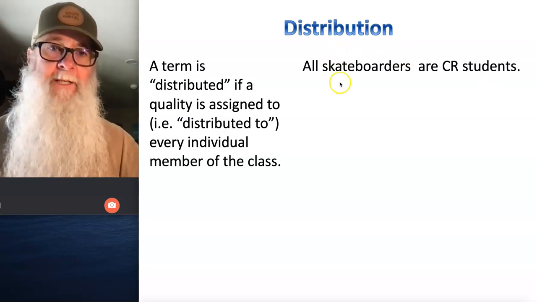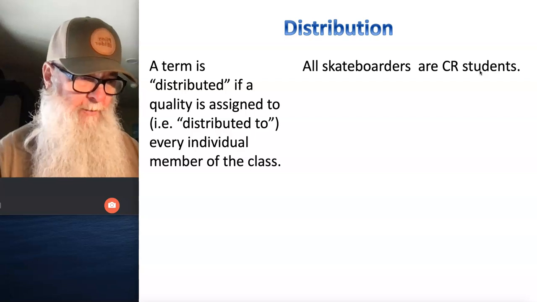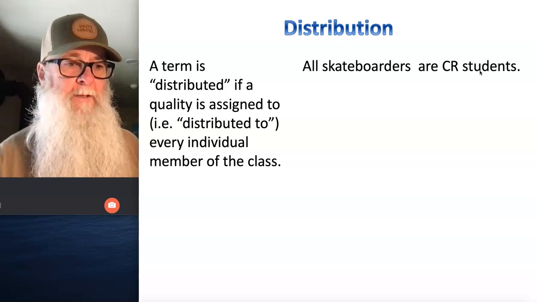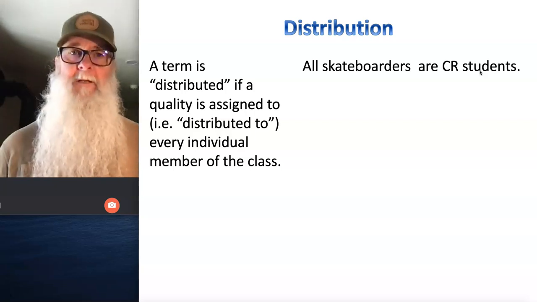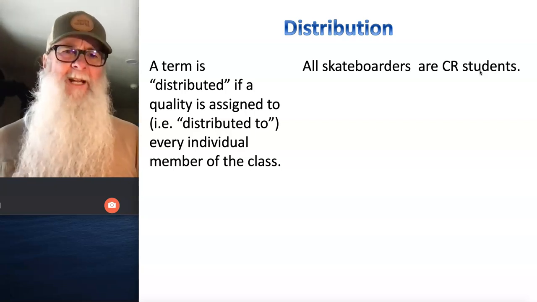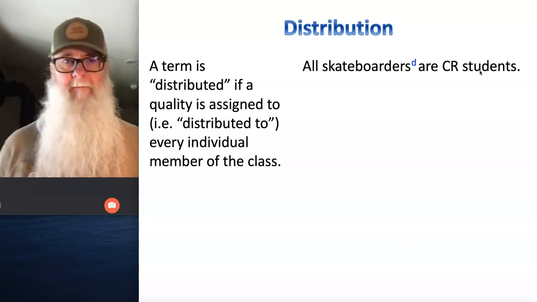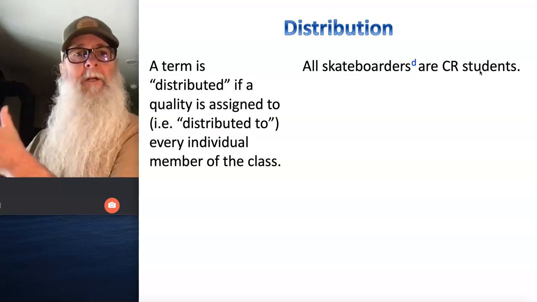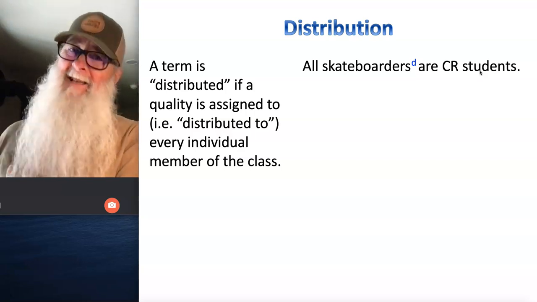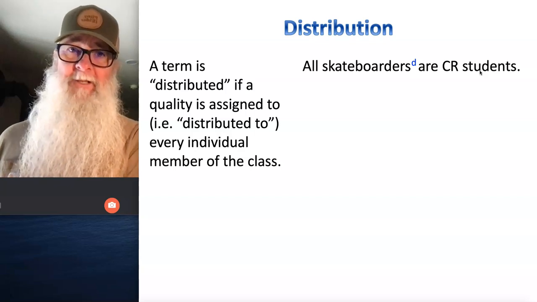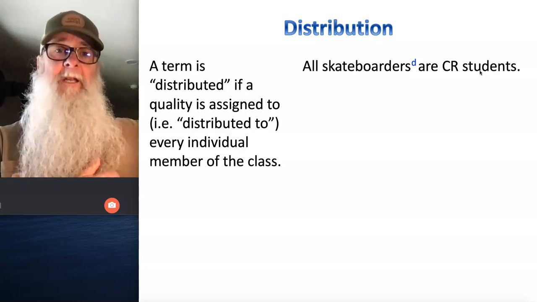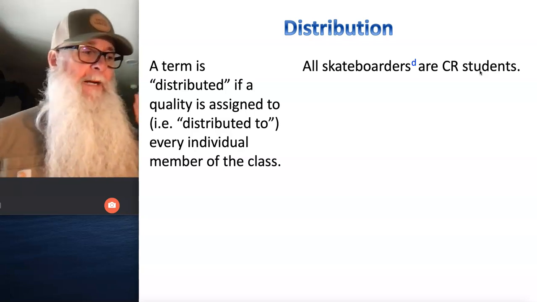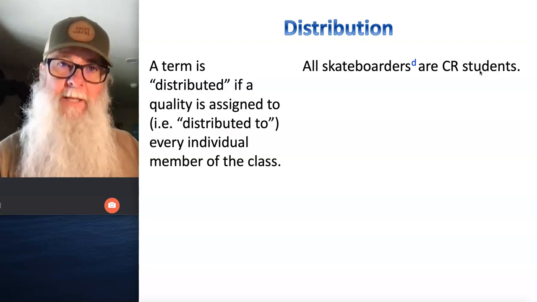Okay, so you look at a statement like this, "All skateboarders are CR students," and the question we would ask ourselves is, is this statement telling me something about every single skateboarder? Is it telling me something about every single CR student? And the answer is, well, yeah, it's telling me something about every single skateboarder. Every single one of them, all of them are included in the category called CR students. It's not necessarily telling us something about all CR students, because there could be CR students that are not skateboarders, and it still be true that all skateboarders are CR students. But it is telling us something about every single skateboarder. And so we say that term is distributed.